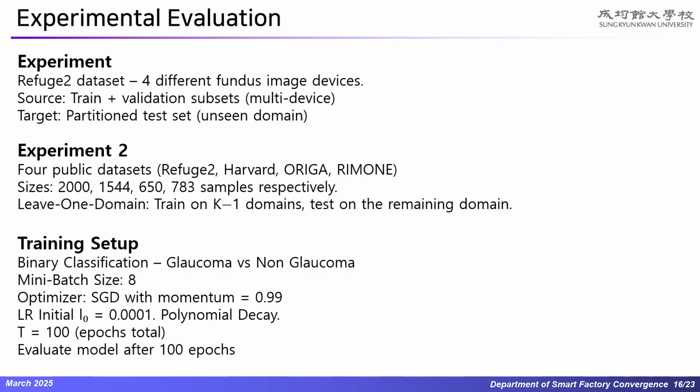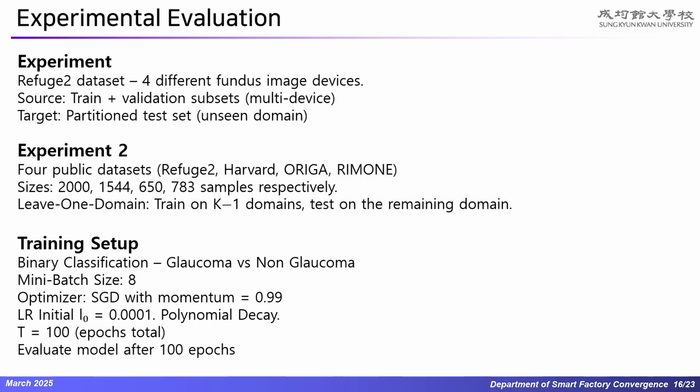The second experiment uses 4 public datasets: Refuge2, Harvard, Origa, and Ramon. Each dataset originates from a unique institution or device setting, creating 4 distinct domains. Like in the real world, it would be 4 hospitals, for example. This experiment adopts a leave one domain out approach, which merges 3 domains, for example, Refuge2, Harvard, and Origa, into the single source pool for the training, and then leaves 1 dataset out for the testing, such as Ramon.